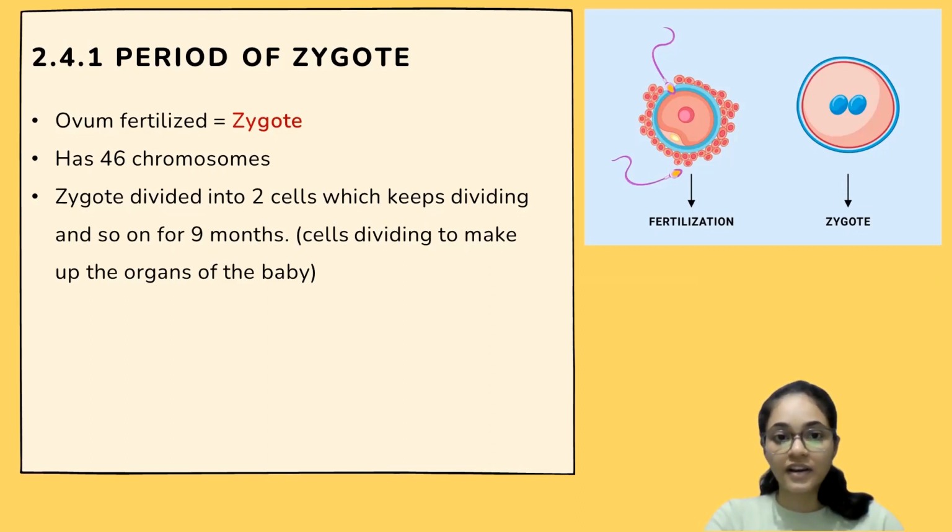The zygote gets divided into two cells, as you can see in the diagram. These two cells further keep dividing and multiplying, and it is these cells that make up our organs. So, as you know, we start our journey of becoming a human being from two cells, which then go on to multiply and divide, so on and so forth, for each of the organs to be formed. So, this is the stage of the zygote.